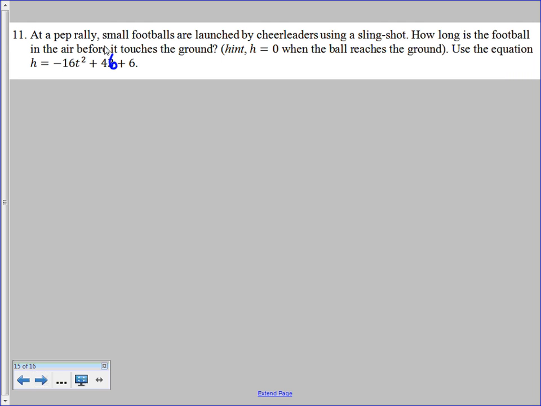All right, let's take a look at this one. First of all, pause it and read it. I also want you to change that to be a 46. So when does the ball touch the ground? Hint, it's 0 when the ball reaches the ground. So in order to solve this, we want to plug in 0 for h. So we're going to get 0 is equal to negative 16t squared plus 46t plus 6.